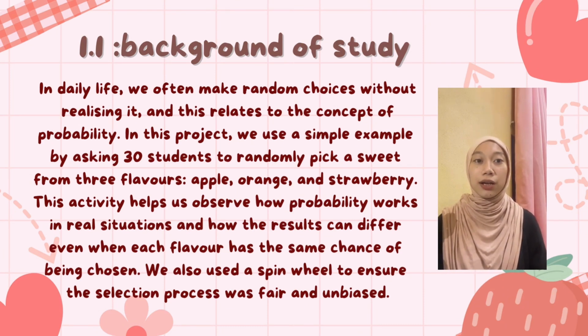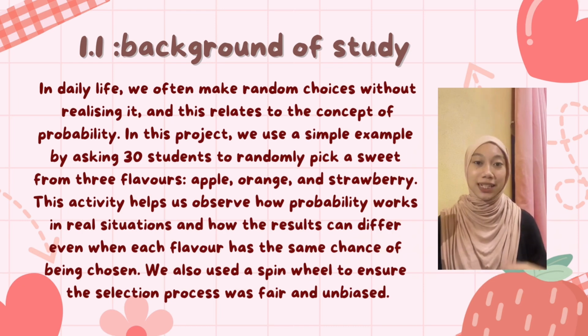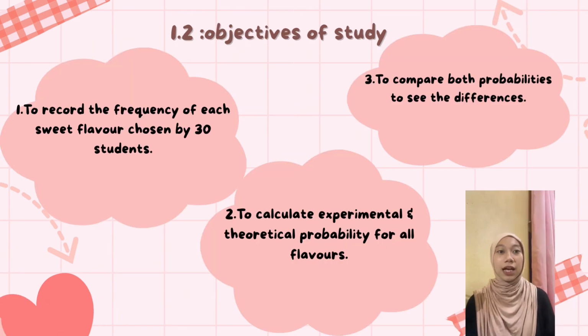So, let's move to the objective of the study. First, to record the frequency of each sweet flavor chosen by 30 students. This means we observe how many times each flavor is picked. The data helps us to see if some flavors appear more often than expected.